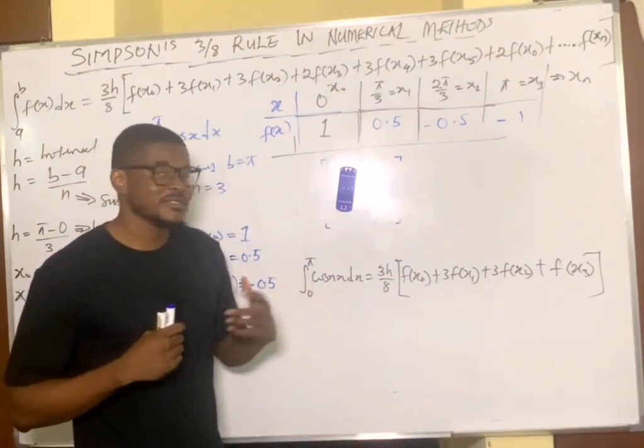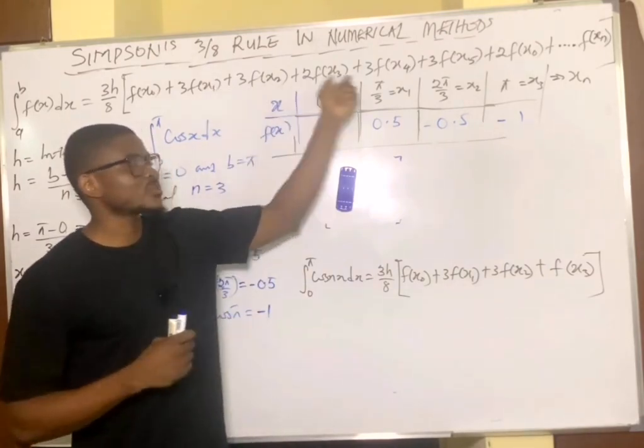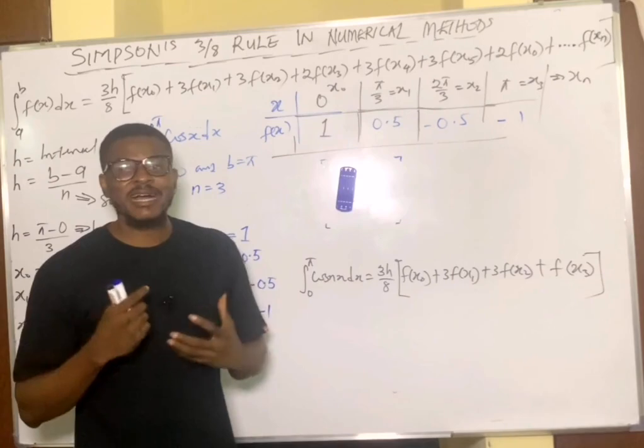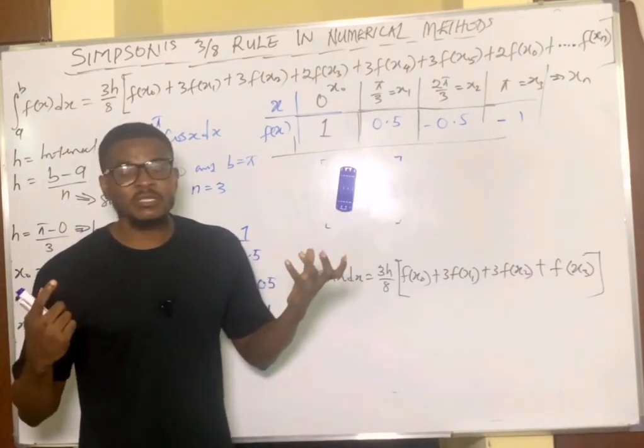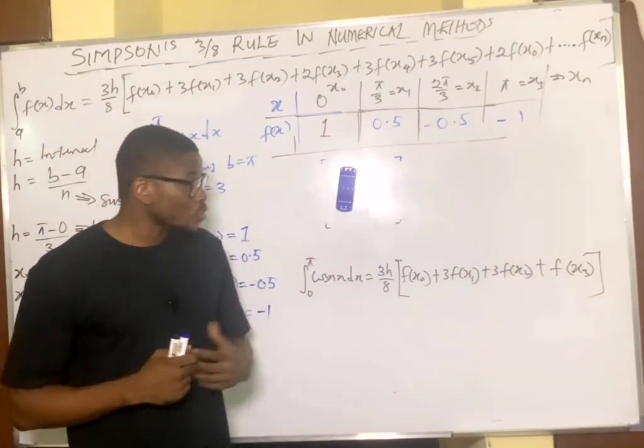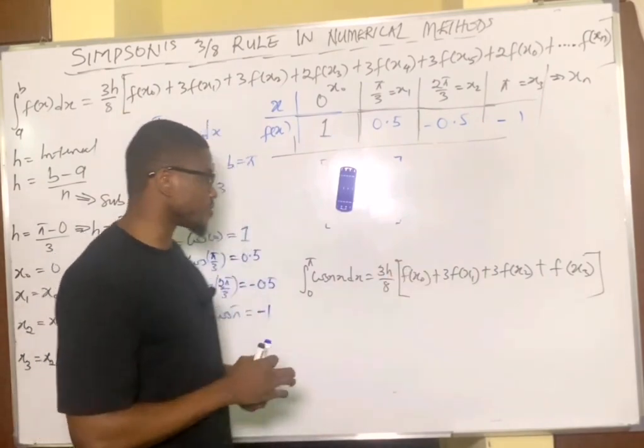Because if you now choose it as 6, it means you're going to be going through this hassle of interchanging between 3 and 2, and you might get it confused along the line. You never can tell, right? So let's simply plug in the values into the equation.